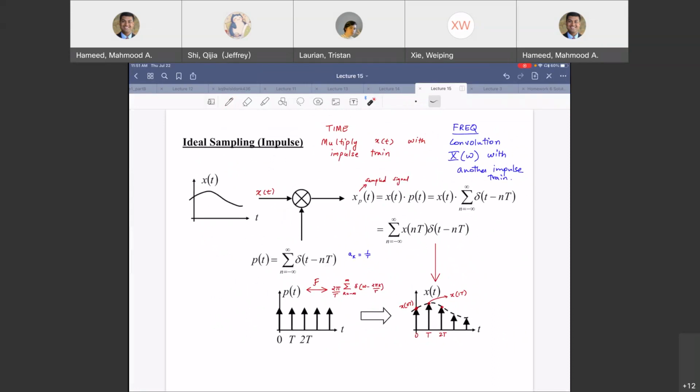Take the signal, multiply it with the impulse train to get another impulse train, but those will not have impulses with a weight of 1. Now you have impulses with a different weight depending on the signal that you sampled.